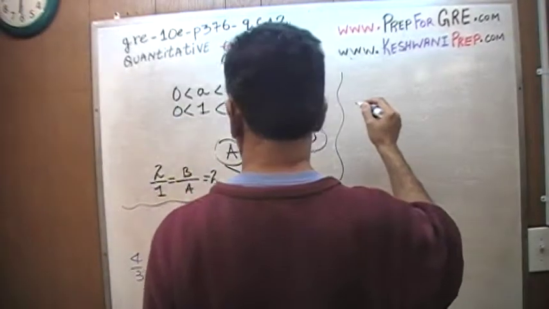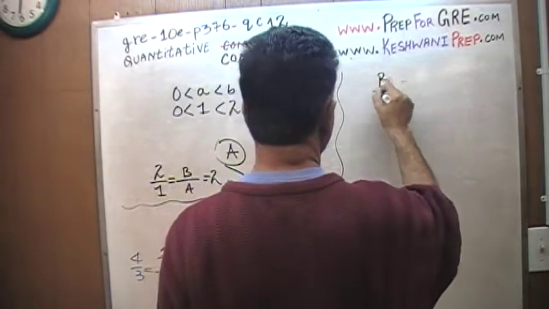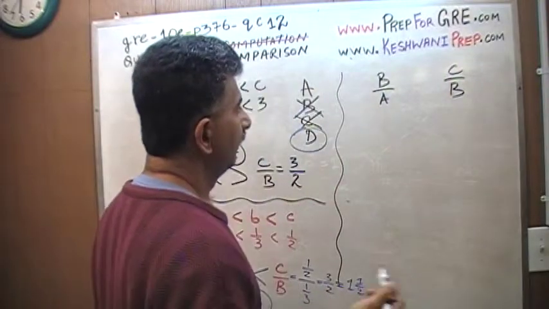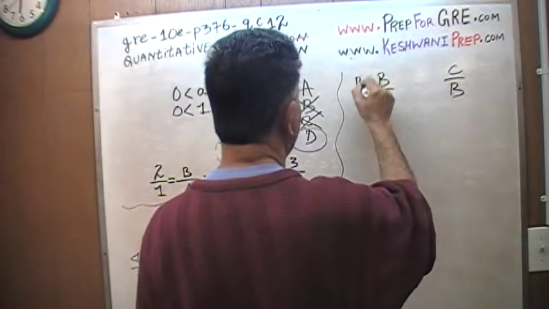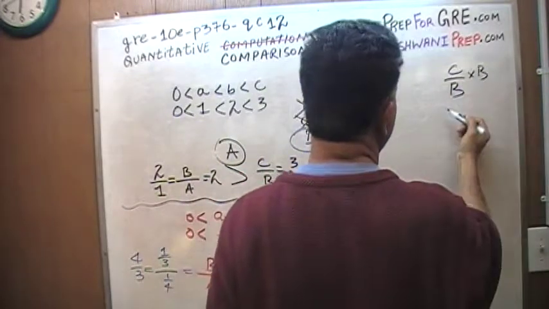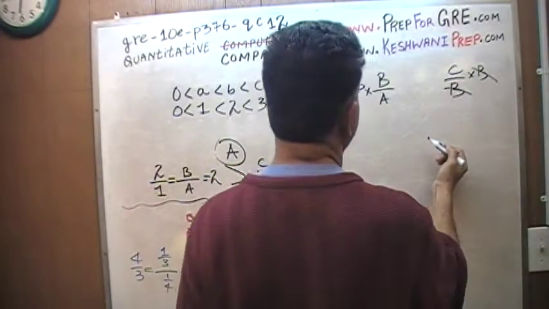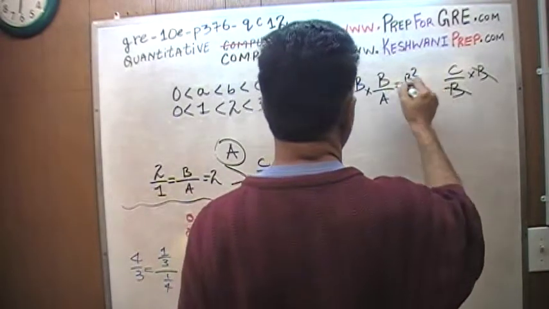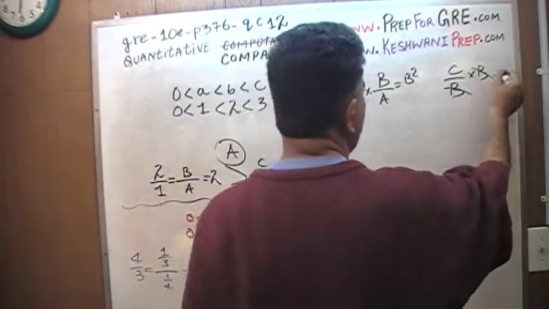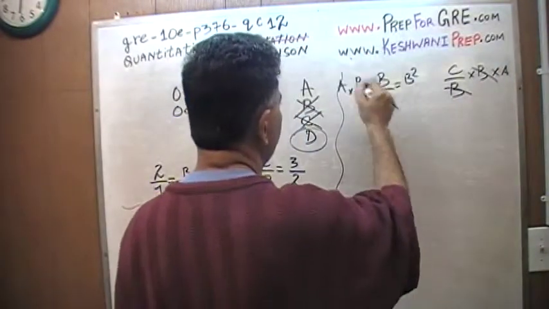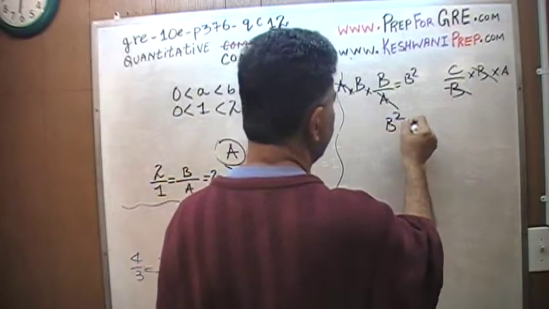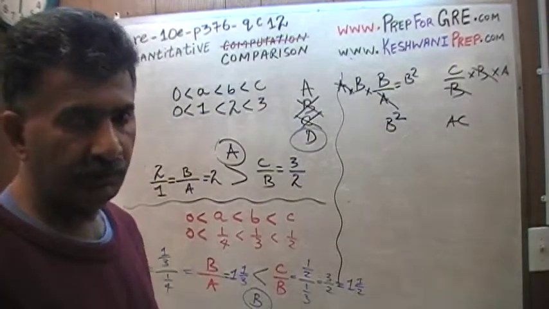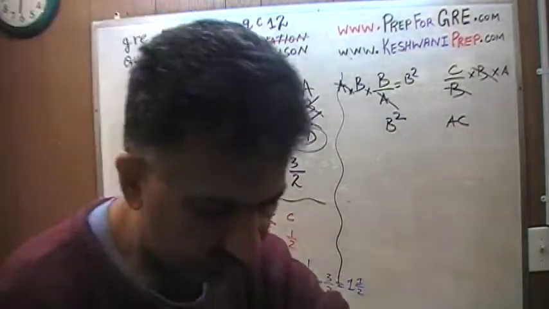So here we go. We have B over A in one column and C over B in the other column. Let's multiply both columns by B. If I multiply this column by B and this column by B, this B drops out and this becomes B squared. Let's also multiply both columns by A, so this A goes out. We end up with B squared here and A times C over here.